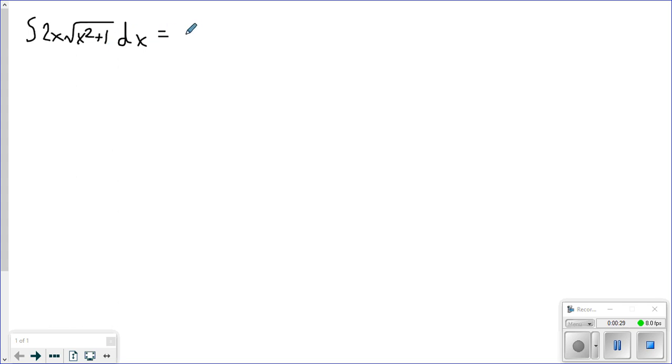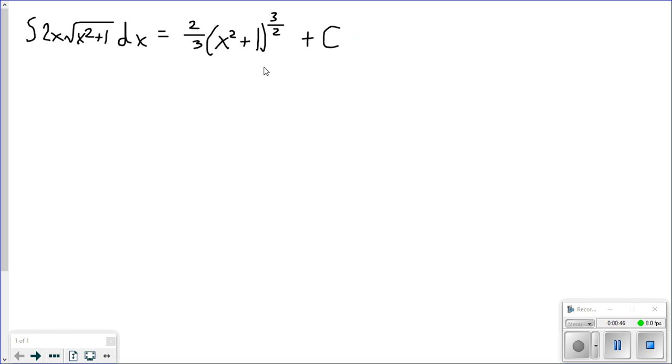And if you do that, sparing you all the details because that's not the emphasis here, you're going to get 2/3 times the quantity x squared plus 1 to the 3/2. And since it's an indefinite integral, plus c.